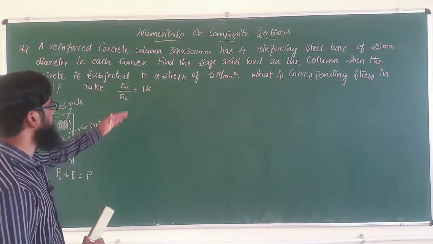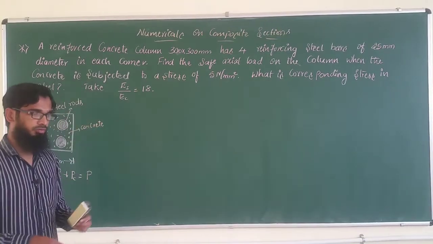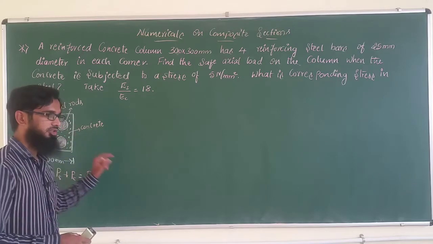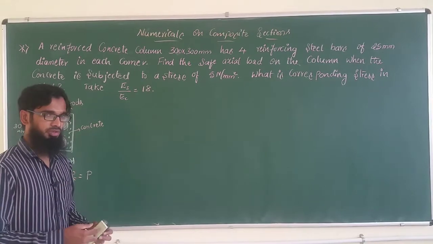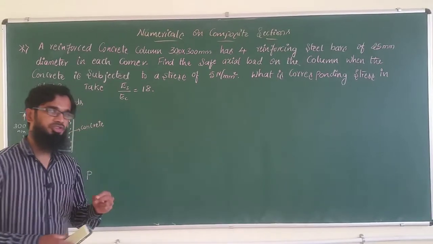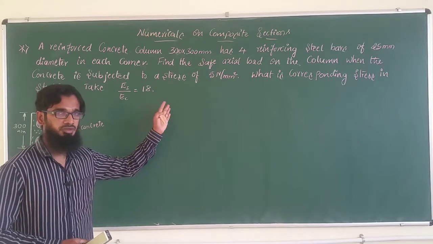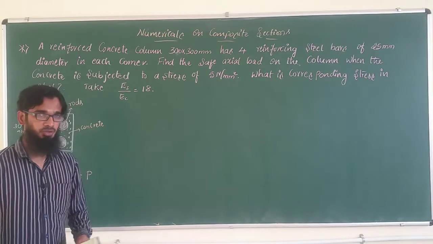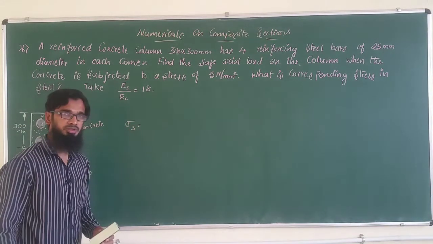Now, the concrete is subjected to a stress of 5 Newton per mm square, meaning when we apply load, the stress in the concrete will be 5 Newton per mm square. What will be the corresponding stress in the steel rods? We have to find that out. He has also given the relation between the Young's modulus of steel and concrete in terms of a ratio, that is ES by EC is equal to 18. So we have to find the stress induced in the steel rod.